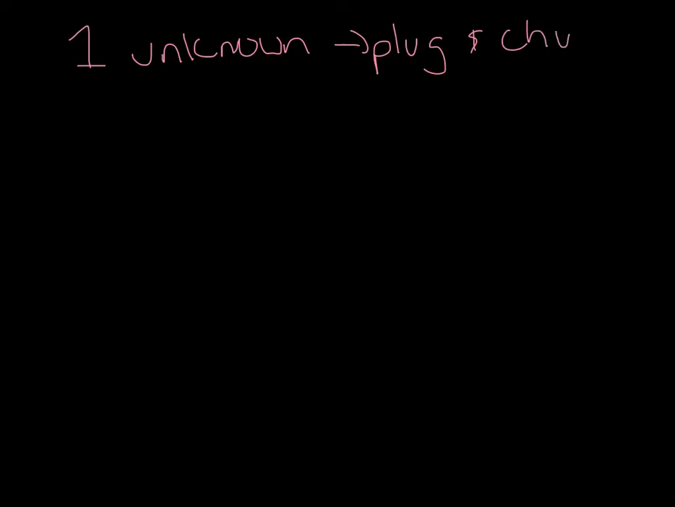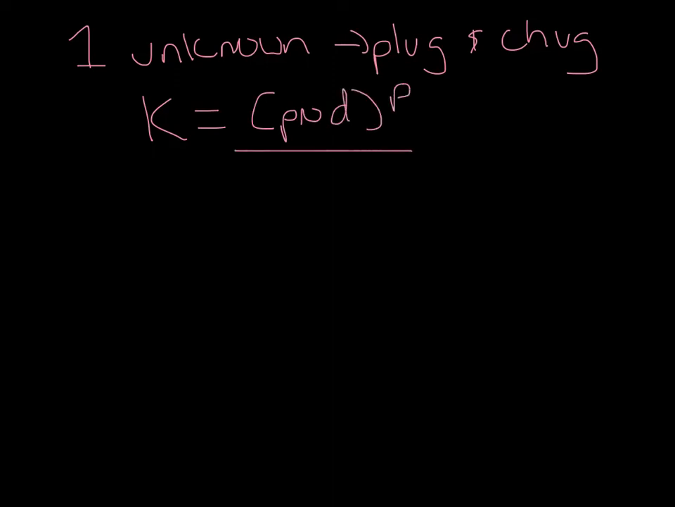So here is some general strategy for solving these types of problems. If I only have one unknown, then generally that's just going to be a plug and chug situation, and I can use my equilibrium expression. K is equal to the products to their stoichiometric coefficients over the reactants to their stoichiometric coefficients. So I could solve for a product concentration, a reactant concentration at equilibrium, or a K value. I just have to have only one unknown.